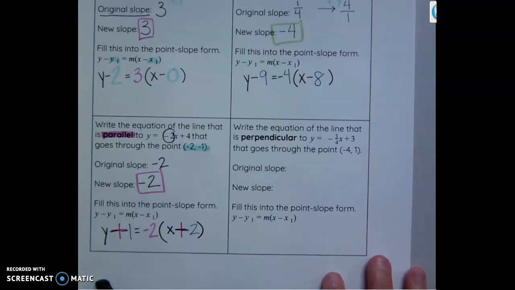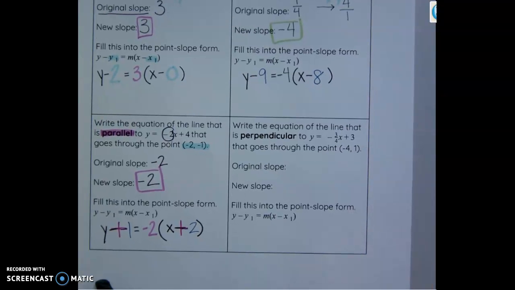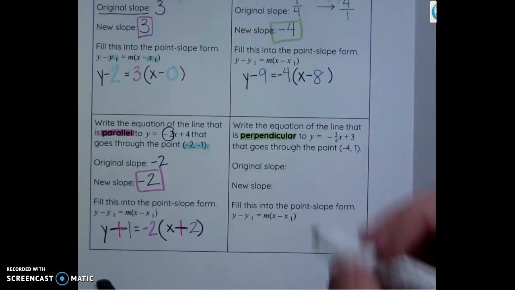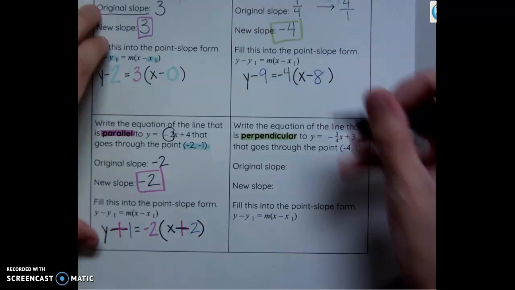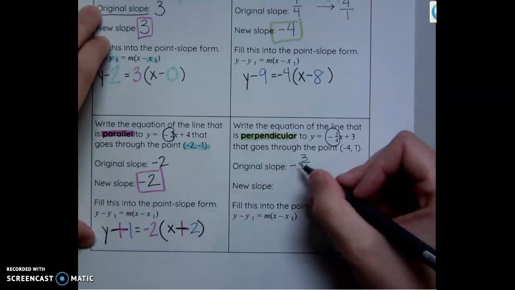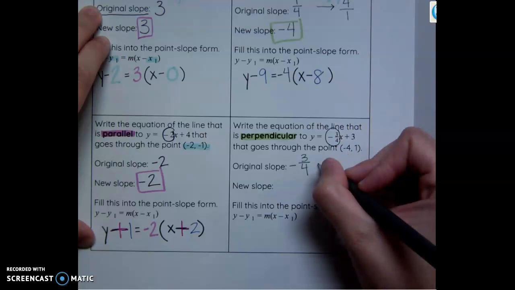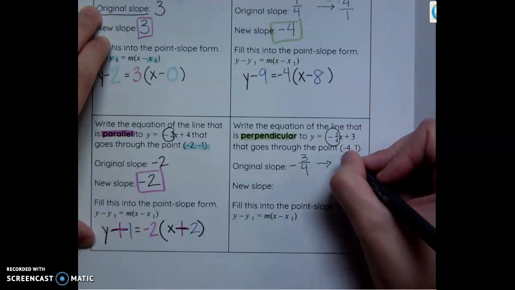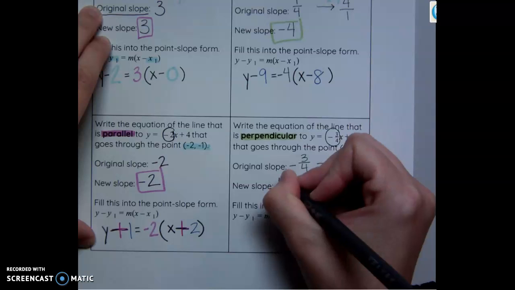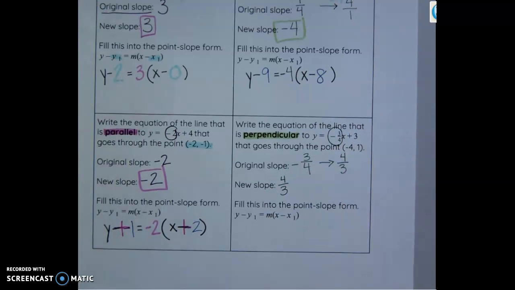Now we're going to write the equation of the line that is perpendicular to y equals negative 3/4 x plus 3. Perpendicular, what does that mean? Is it the same or the opposite? It's the opposite, so I'm going to circle that. My original slope is negative 3/4. So if it was negative, now it's going to be a positive. I flip my fraction and change the sign. There used to be a rhyme, but I don't know what it is now. 4 over 3.